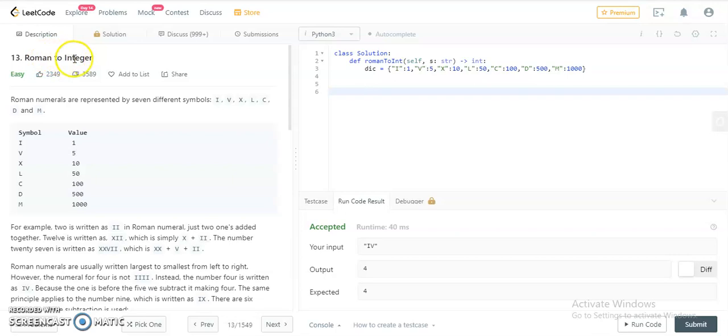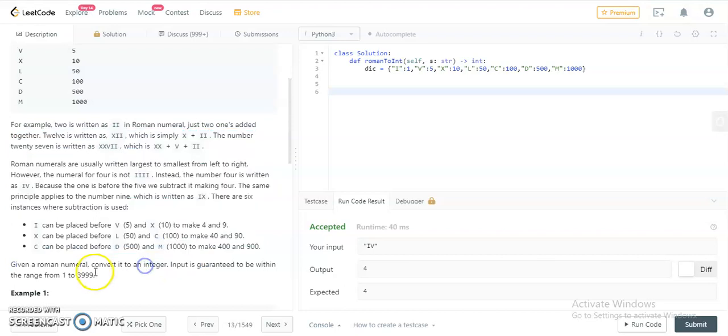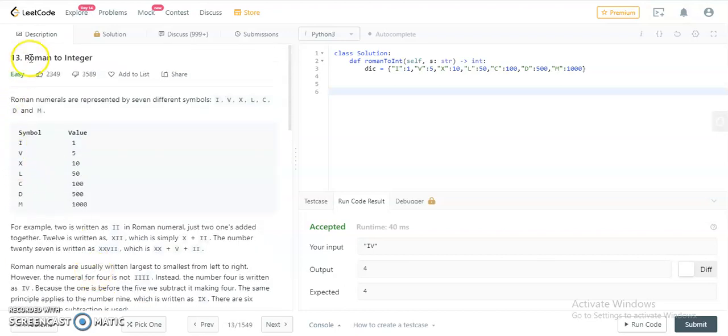Today's problem statement is Roman to integer. To solve this problem you need to have an idea about the Roman representation of integers. If you don't have it, please read the problem statement or Google it. Also, there is LeetCode problem number 12, integer to Roman. Please do watch that; it will give you more clarity on how to solve similar problems. So let's continue with this problem, Roman to integer.